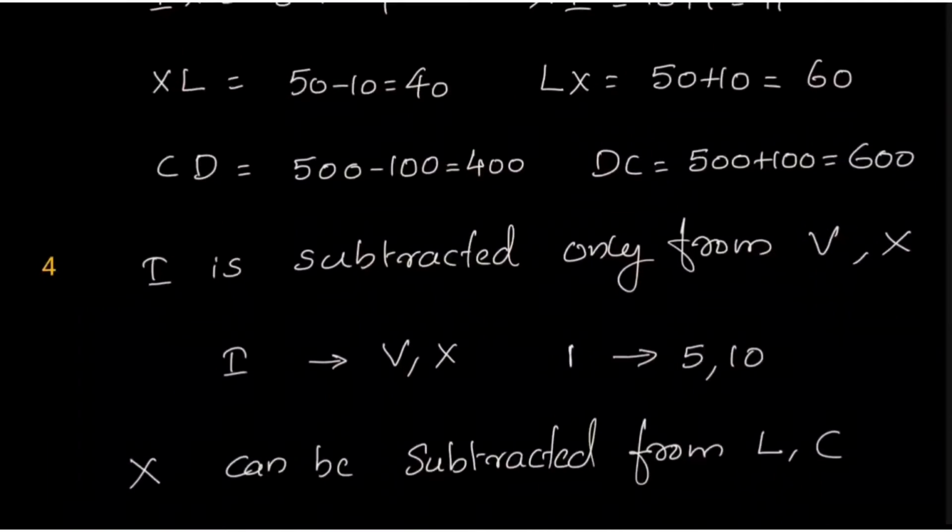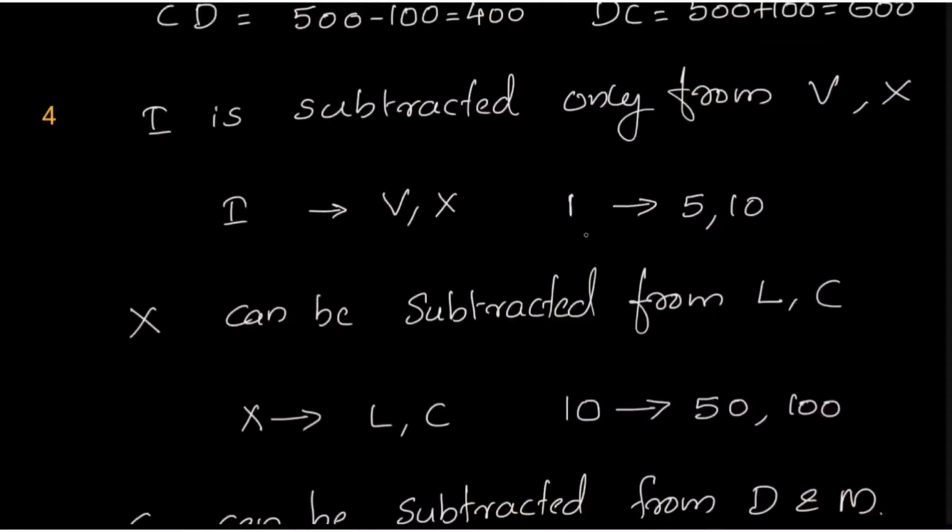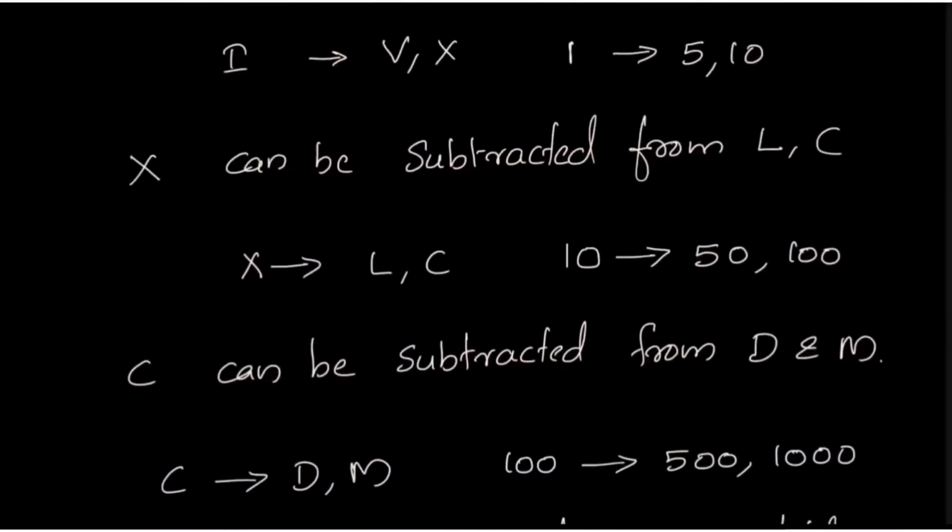Next one is the fourth rule. This is very important. I is subtracted only from V and X. That means 1 from 5 and 10. Next, put only 0. That is easy to remember. X can be subtracted from L and C. That means 10 from 50 and 100. Next is 100 from 500 and 1000.